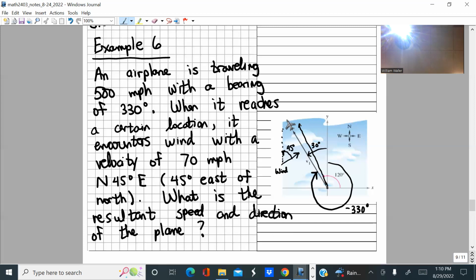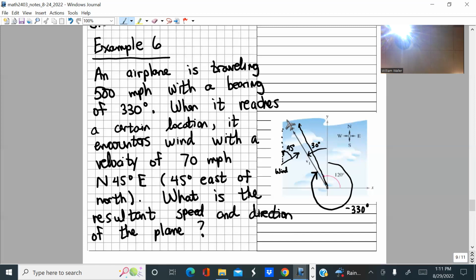All right. So what we want to know is, what is the resultant speed of the airplane and what is its direction? All right. So how is the plane actually moving, right? Under the force of this wind.